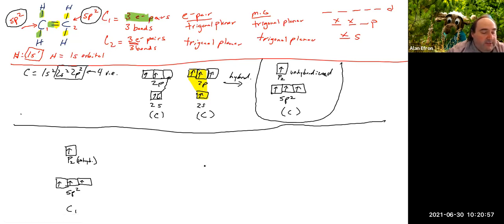Carbon number 2, which is identical in terms of hybridization and everything, will end up the exact same way. It will have 3 sp2 hybrid orbitals that each have an electron in it. It will also have its pz orbital that's unhybridized, and this would be carbon number 2. All right, everybody with me so far?